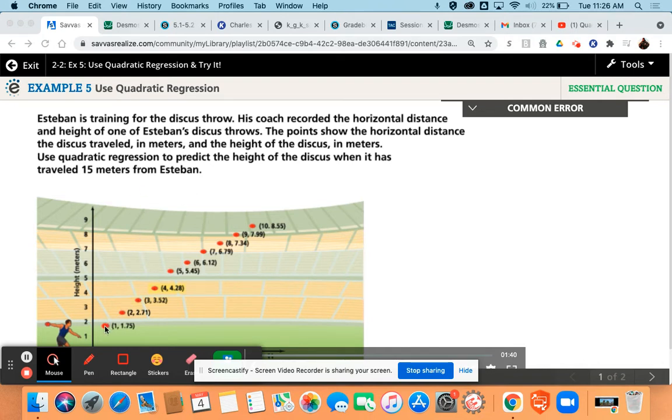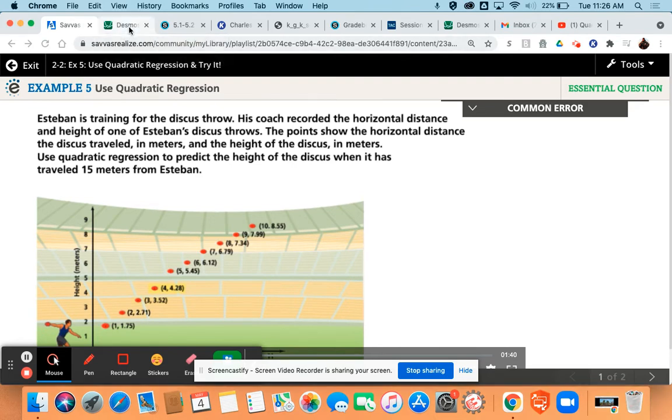So here is the situation. Discus thrower. They recorded the X and Y coordinates of the throw of a discus. Okay, so points show the horizontal discus, the distance the discus traveled in meters, and the height of the discus in meters. So at 1 meter is a height of 1.75, at 2 meters is a 2.71.